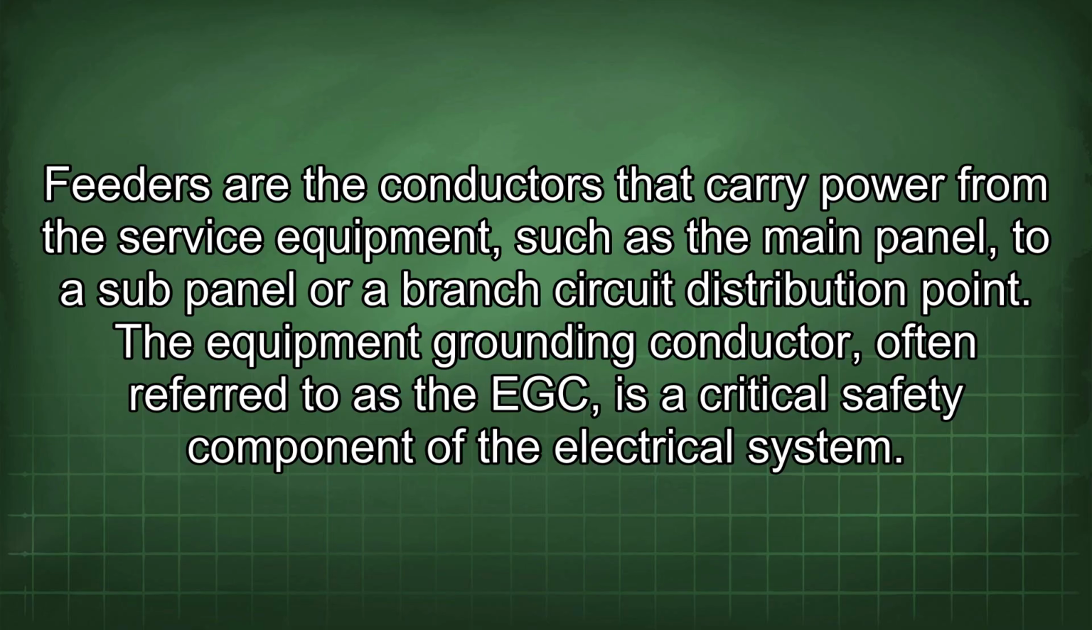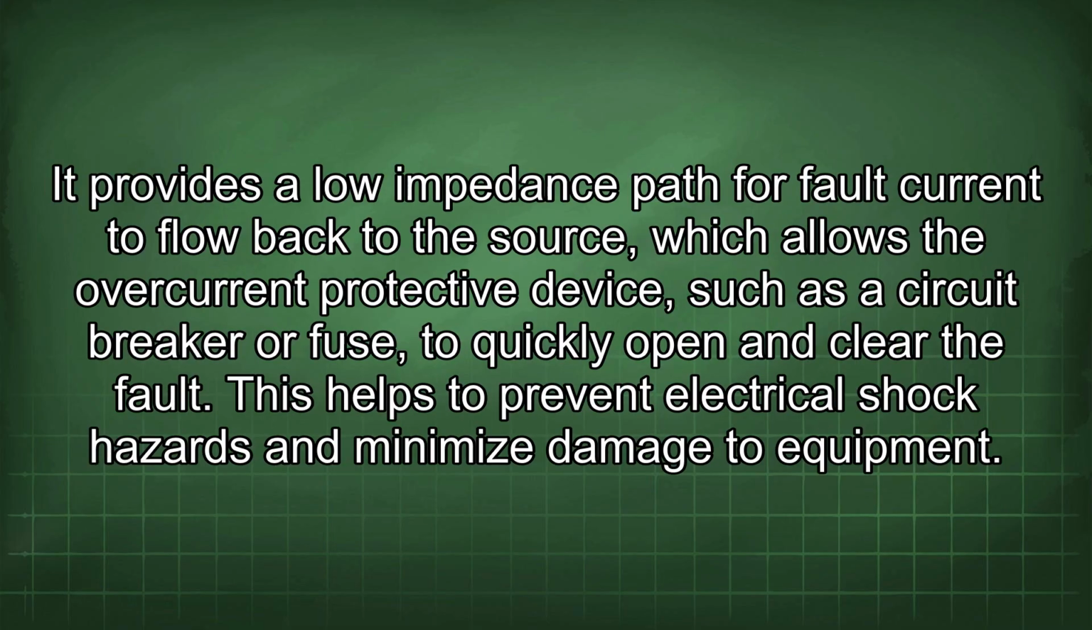The equipment grounding conductor, often referred to as the EGC, is a critical safety component of the electrical system. It provides a low impedance path for fault current to flow back to the source, which allows the overcurrent protective device, such as a circuit breaker or fuse, to quickly open and clear the fault. This helps to prevent electrical shock hazards and minimize damage to equipment.